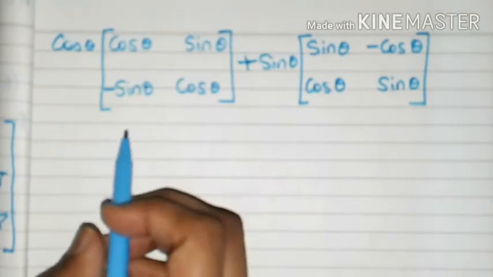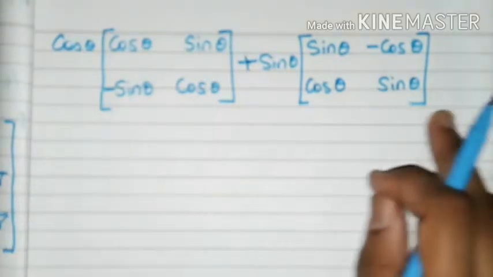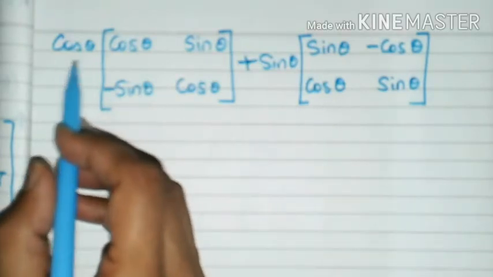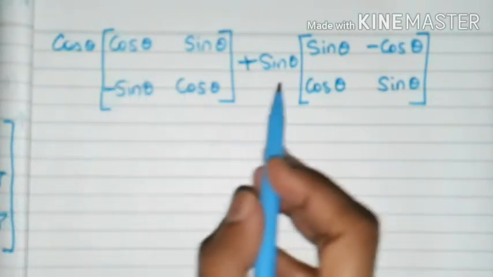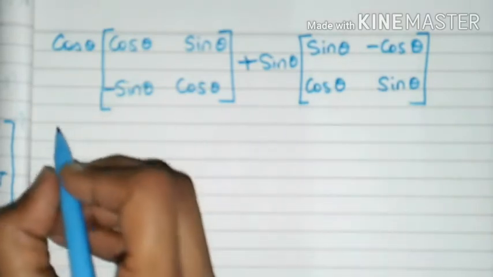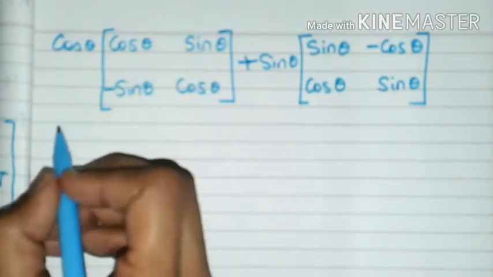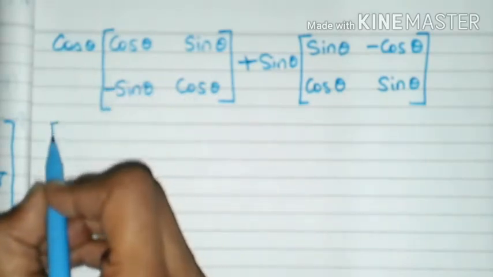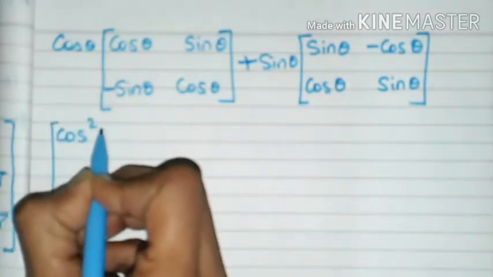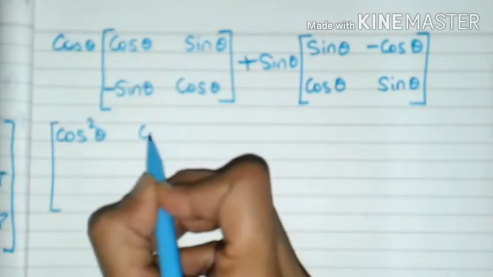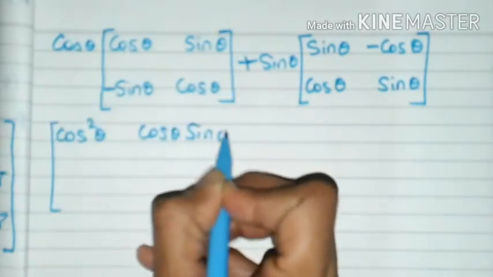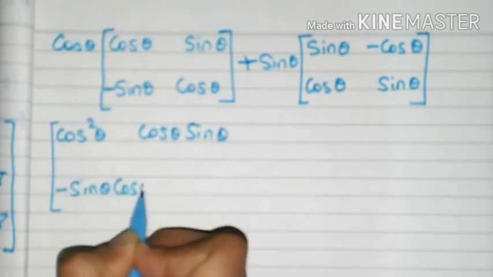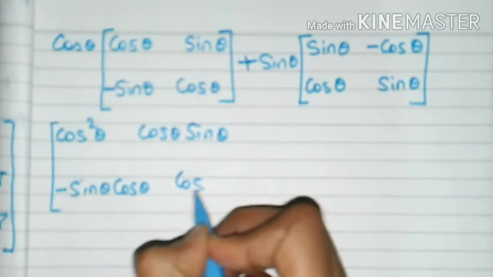Friends, the sixth question is that you have to simplify this particular expression. So again there are two matrices and there is a scalar quantity which is multiplied with each matrix. So let's go ahead. What do we have to do first? First let us multiply each and every element in the matrix with the scalar. So we'll get cos square theta. Here you will get cos theta into sin theta. In the second row it will be minus sin theta into cos theta. And then you will have cos square theta.